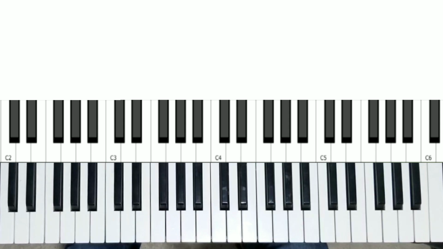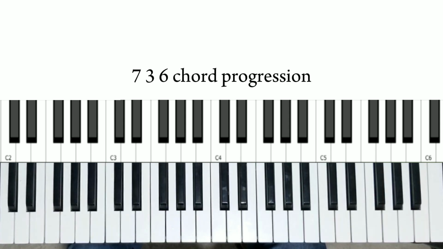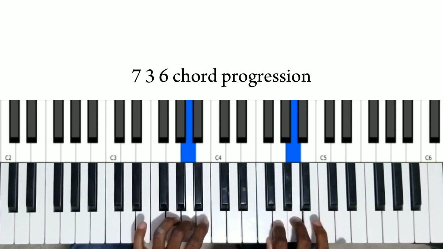First, let's learn about the 7 to 6 chord progression because it will help us understand the chord progression that we're going to learn. What is a 7 to 6 chord progression? It is a chord progression that we use to go from the 1 to the 6 in a major scale. It's like playing passing chords. Let's be in C major to explain that.